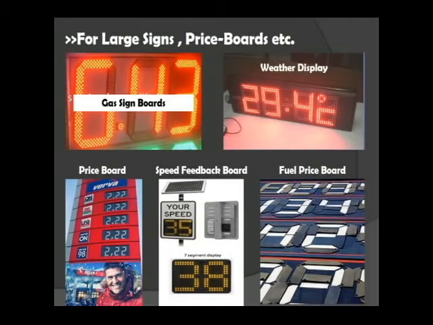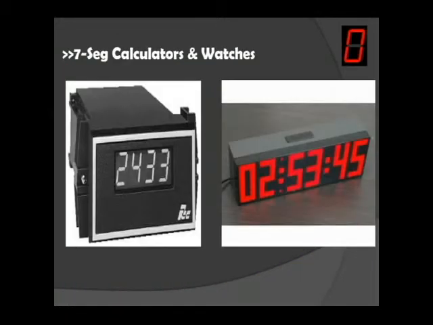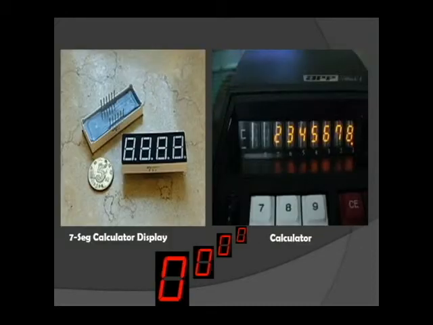For gasoline price totems and other large signs, 7-segment displays made up of electromagnetically flipped light-reflecting segments are still commonly used. 7-segment displays are also used in watches and earlier calculators. On the left side, you can see a multiplexed 4-digit 7-segment clock display with only 12 pins, and on your right is the 7-segment display calculator.